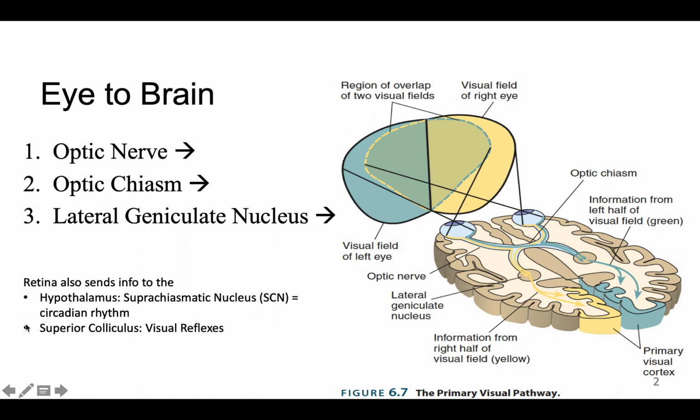Information from the retina also goes to the superior colliculus in the tectum of the midbrain in the mesencephalon. Again, it's not shown here because it is ventral to this particular horizontal section of the brain. The superior colliculus is important in visual reflexes. All of these pieces of information get sent to the primary visual cortex for additional processing.